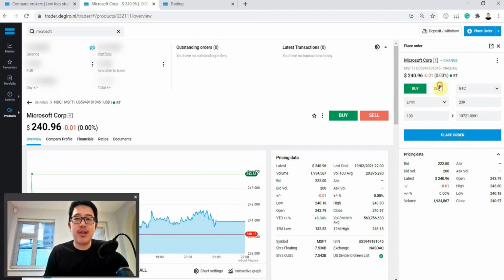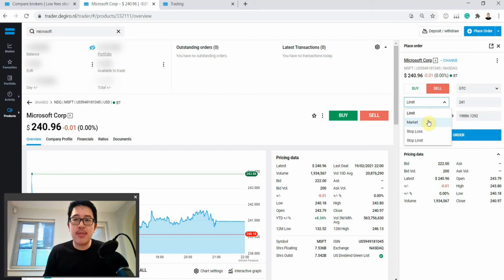Similarly, if you want to sell shares, for example, you own Microsoft shares and you want to sell them, the minimum amount that you're willing to accept is 241. So if the share price is 239, then you won't sell it. The limit is basically the minimum amount that you're willing to accept. Similarly, you can use day order or good to close for this.